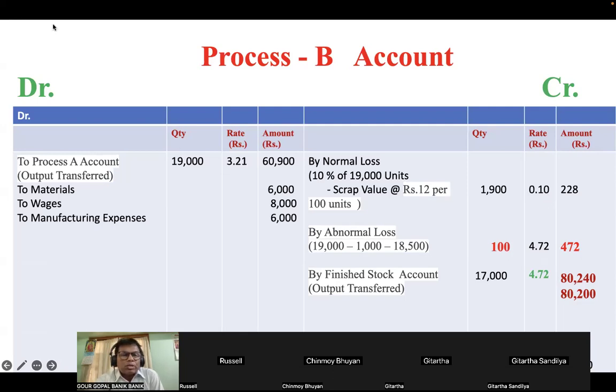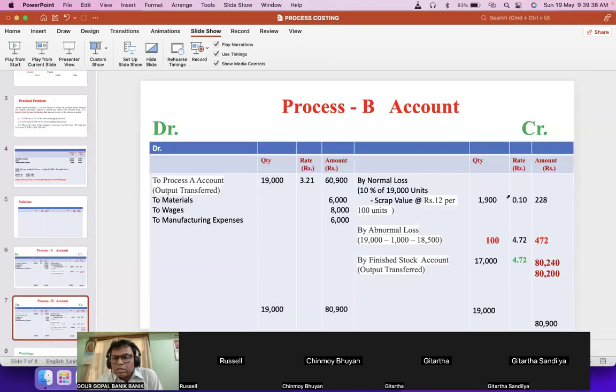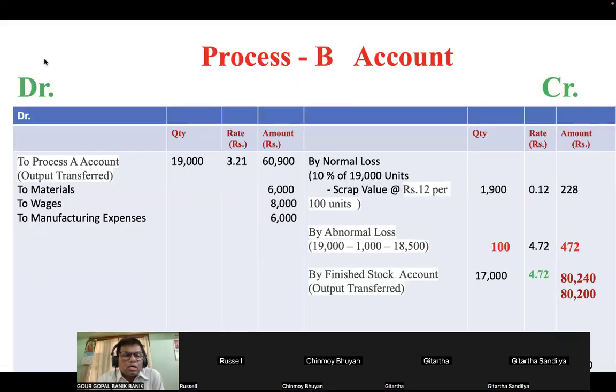Anyway, can anybody tell me what will be the correct one here? Let us divide 228 by 1,900. It is 12 paisa. I've corrected it. Not 10 paisa, 12 paisa. Okay, done. 12 paisa.